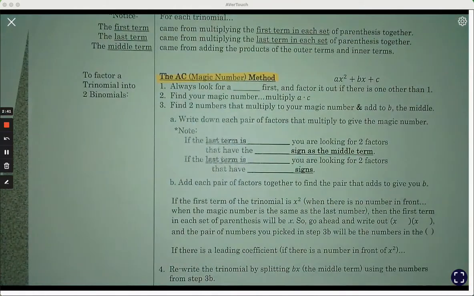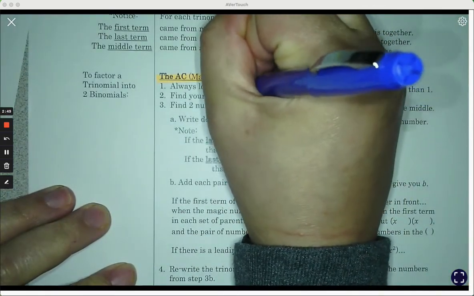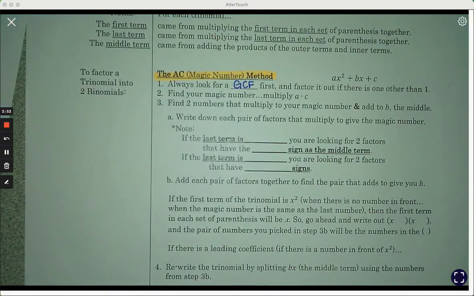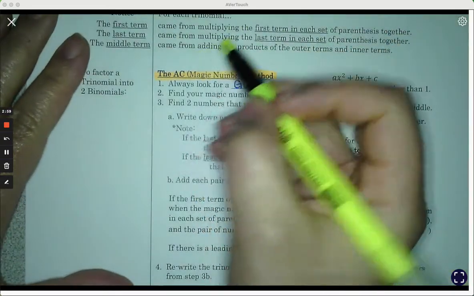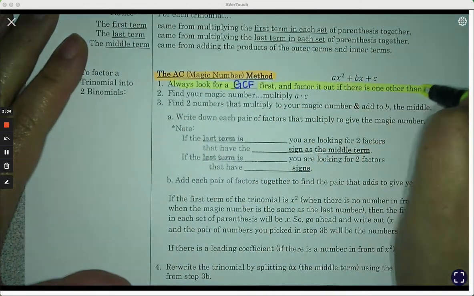So the very first thing that you have to do, like beyond a shadow of a doubt, is look for the greatest common factor first. Because if there is a greatest common factor, you absolutely need to factor it out. Otherwise, your answer will be wrong. Okay?